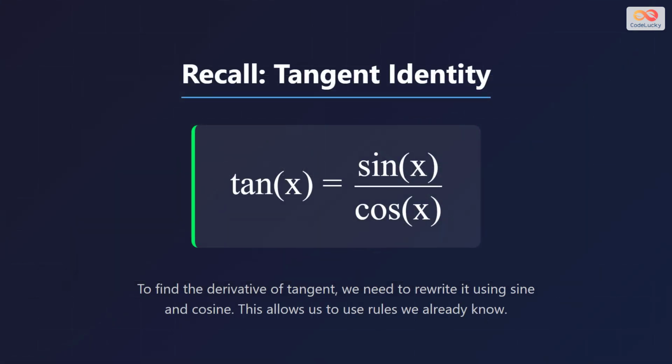First, we need to rewrite tangent of x in a form that is easier to differentiate. Recall that tangent of x is equal to sine of x divided by cosine of x.